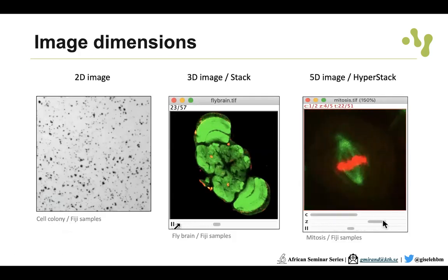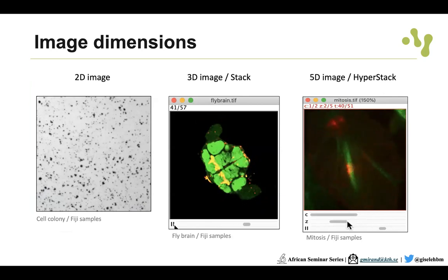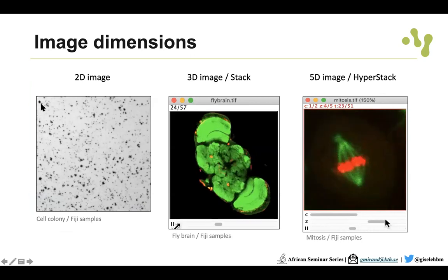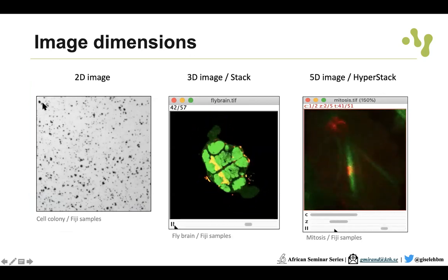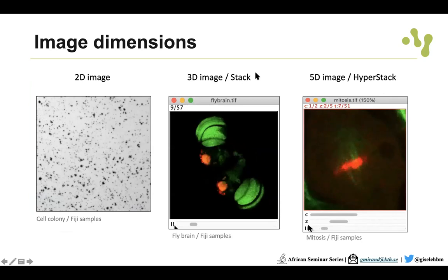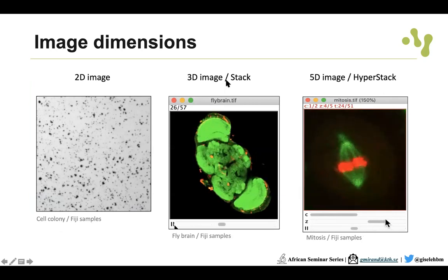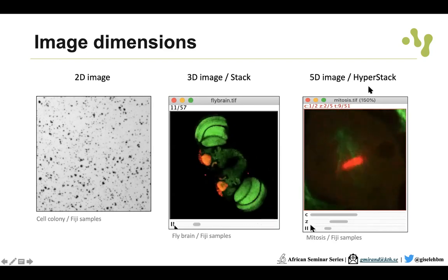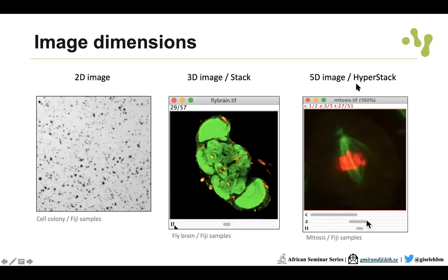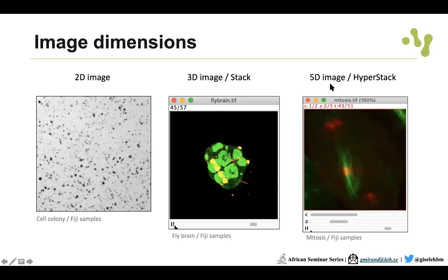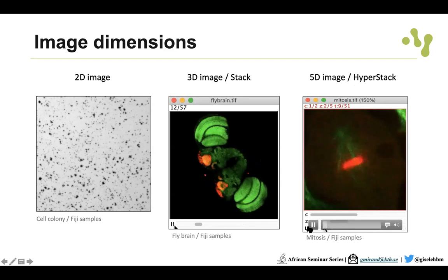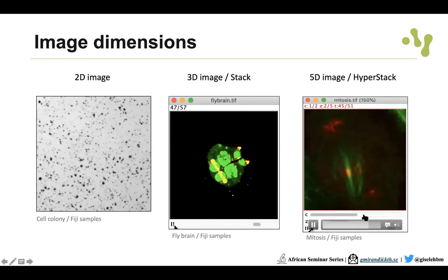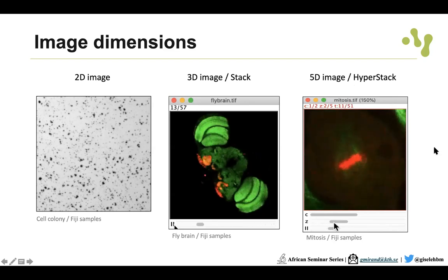Also, another property of images, it's good to keep in mind the dimensions of the data that you are working with. So you can have, for instance, 2D images where you have X and Y dimensions, or we can have stacks in the case of 3D images. So here we have X, Y, and Z dimensions. Or you can even have what we call a hyperstack. So these are images that have, besides the 3 dimensions, also 2 channels and a time lapse. So this is a 5D image example of a mitosis. So we have the time lapse as well.